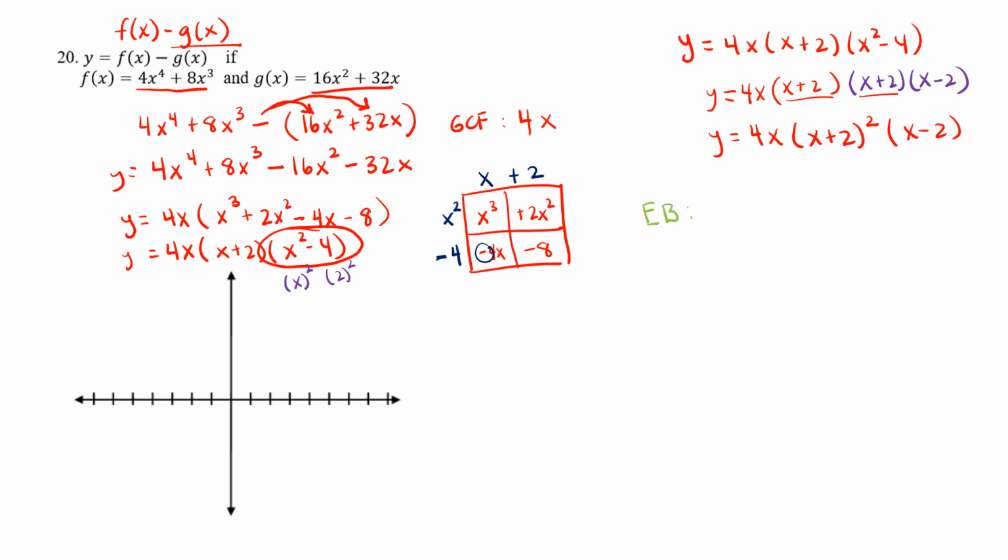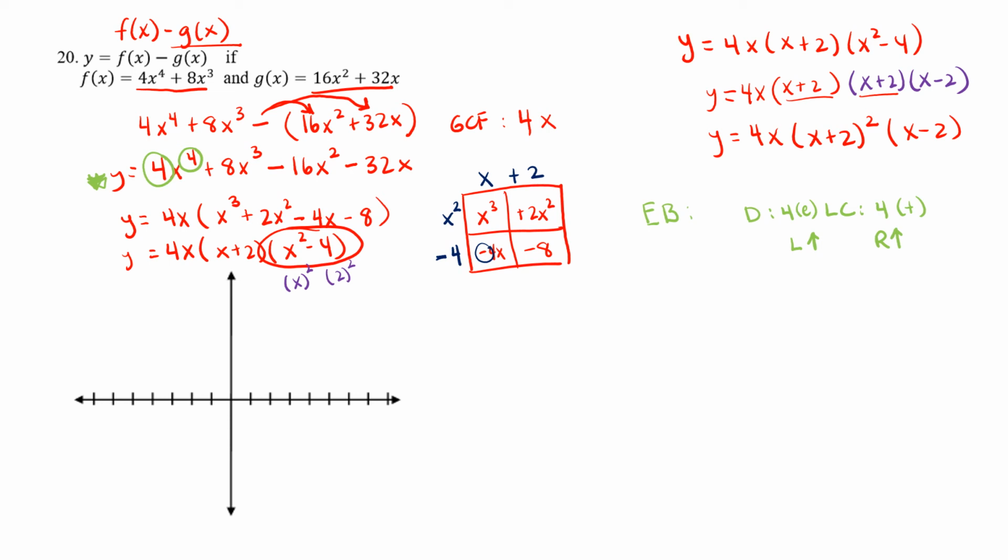End behavior, it's nice because we have this form right here, which is our standard form. Look at that. The degree is 4, the leading coefficient is 4. Because the leading coefficient is positive, the right side goes up. Because the degree is even, the left side goes in the same direction, it also goes up.